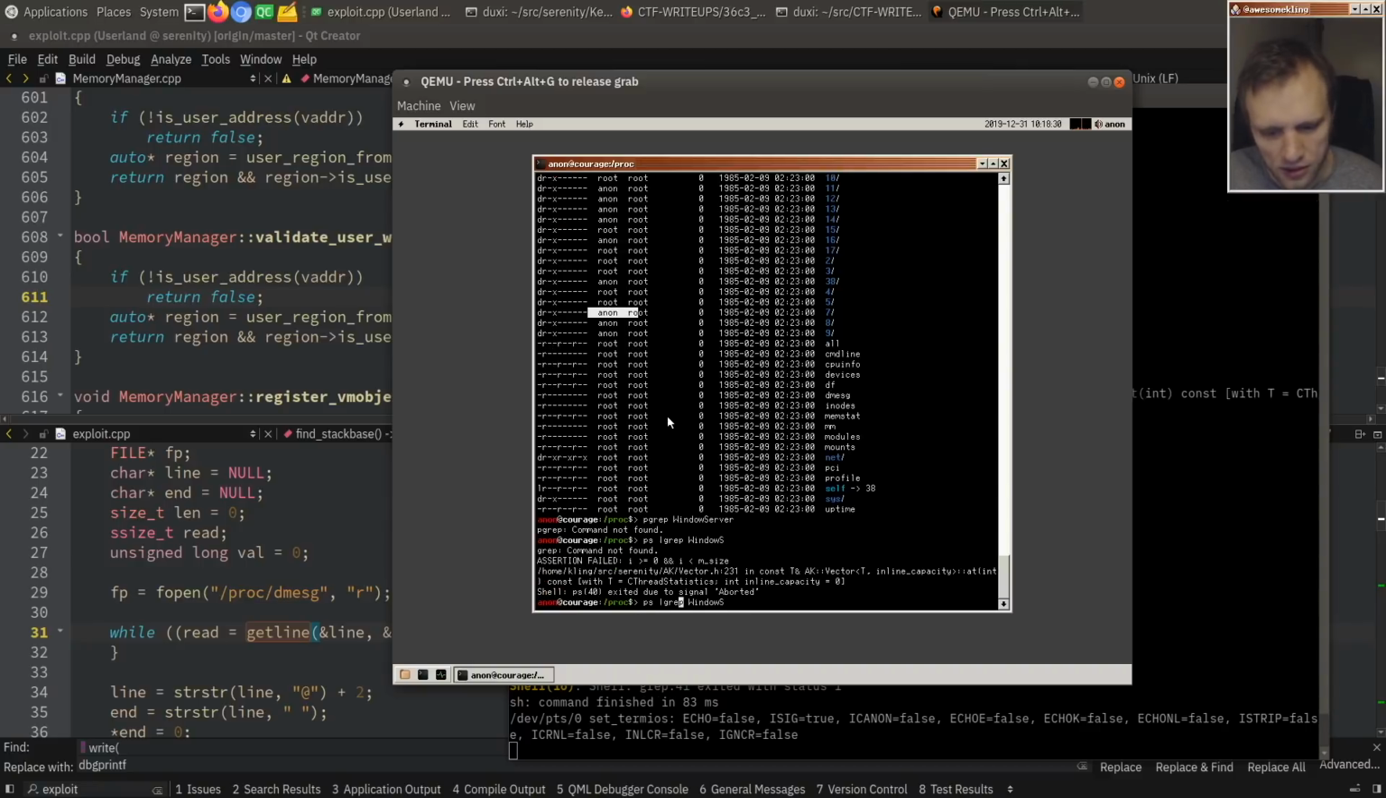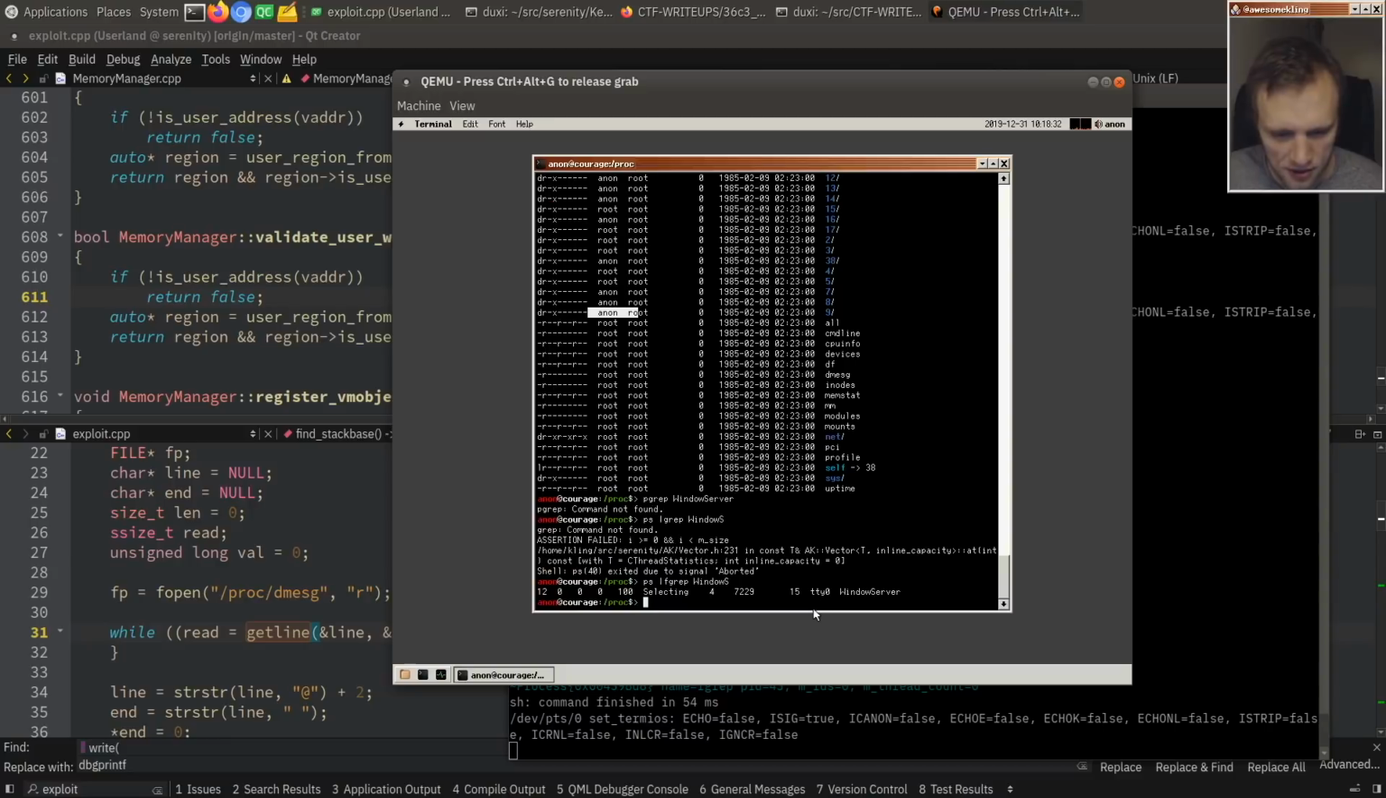And I don't have grep either. I don't know why I think I have all these things. Oh, what's that? That's interesting. So 12, let's go to 12.